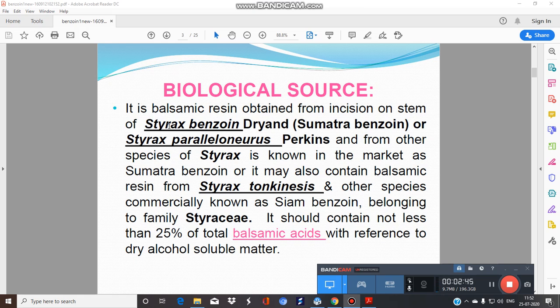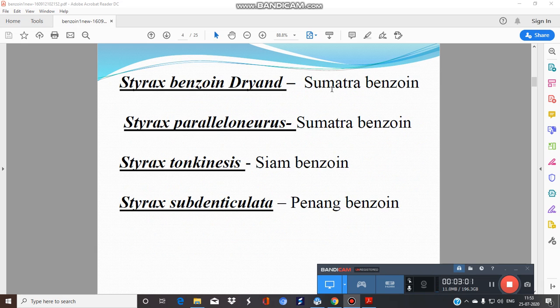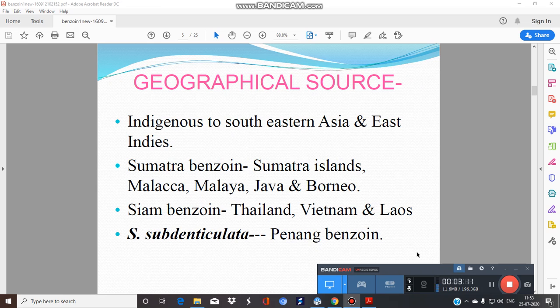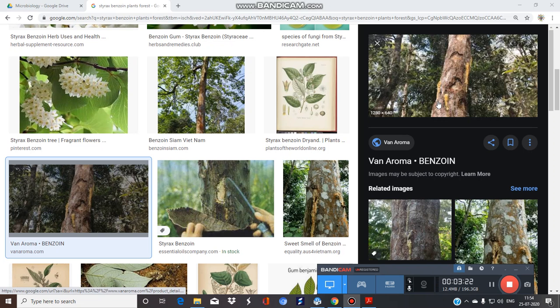Again, just see Sham benzoin and Sumatra benzoin. This plant is the Sumatra benzoin, that is Styrax benzoin. And Sham benzoin is Styrax tonkinensis, family Styracaceae, obtained by incision on the stem part. You have to remember these two plants. As the name indicates, Sumatra benzoin is obtained from Southeast Asia, chiefly from Sumatra, and Sham benzoin is obtained from Thailand and Vietnam. Just see the photograph.